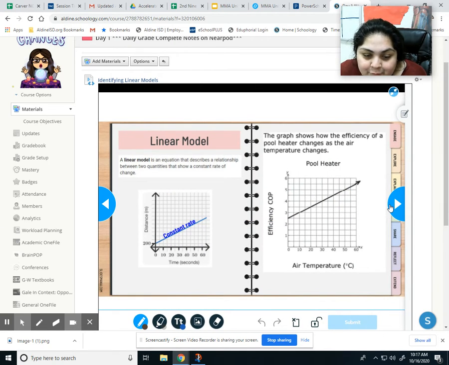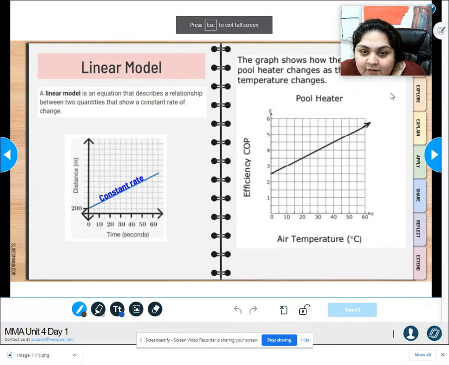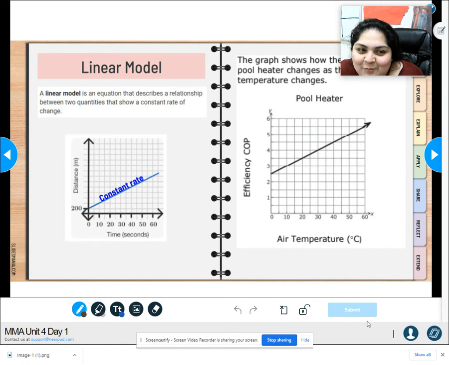All right, linear model. A linear model is an equation that describes a relationship between two quantities that shows a constant rate. Right here, I tried to show you how this is showing a constant rate. It has to be going up, or it can be going down, but there are no curves in it. There's no U shape, no L shape. It's just going straight at a constant rate.